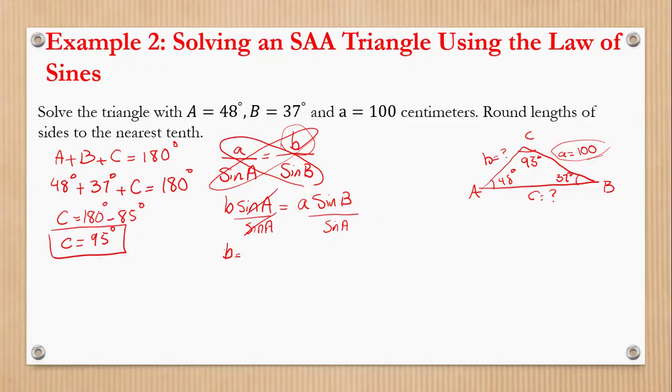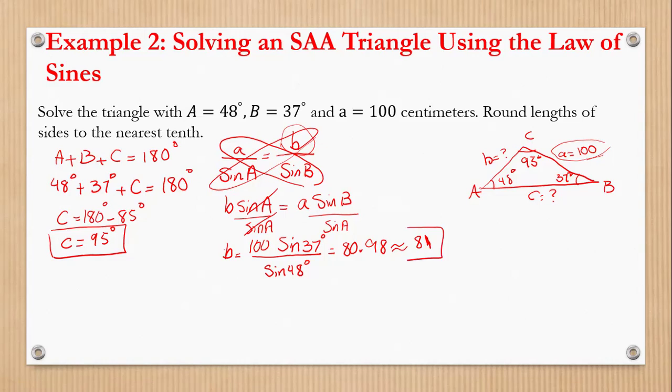Now I have the formula to find B, and I replace numbers. A is 100, angle B is 37 degrees, angle A is 48 degrees. If I put this in the calculator, it tells me that B must be 80.98, which if I round to the nearest tenth, is actually 81. That's side B.